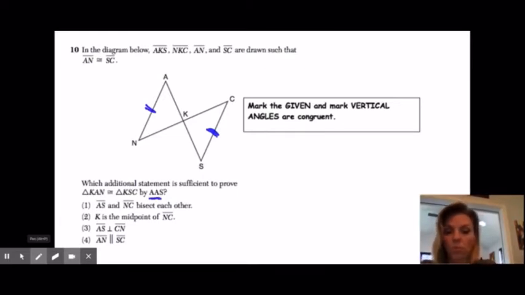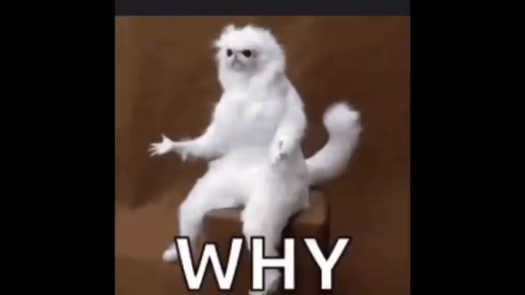If this was a formal proof, you guys would all say to me, okay, I have one set of sides congruent, and I also know that these two angles are congruent. Why are they congruent?